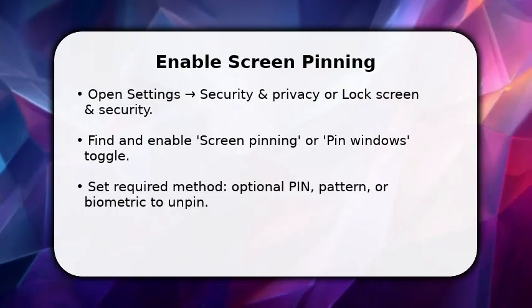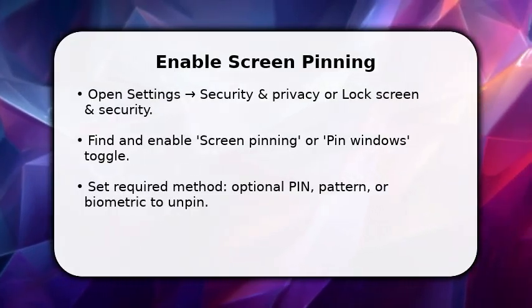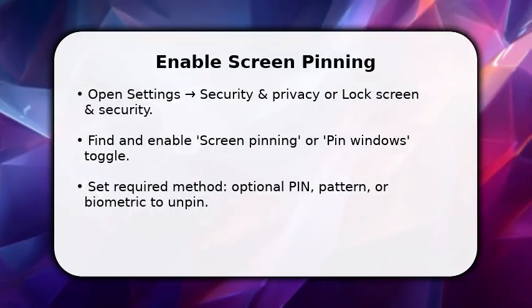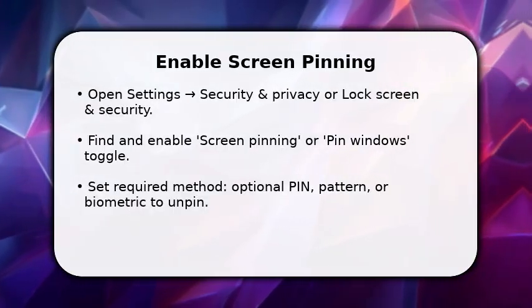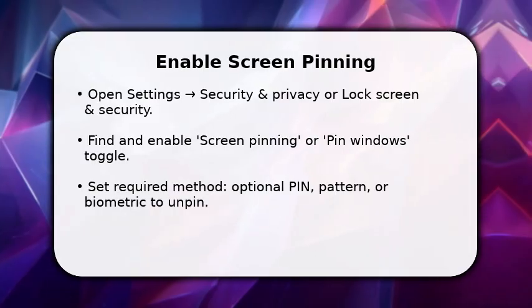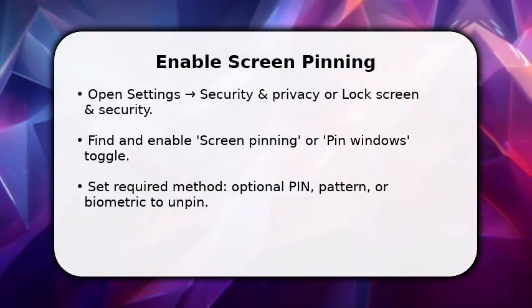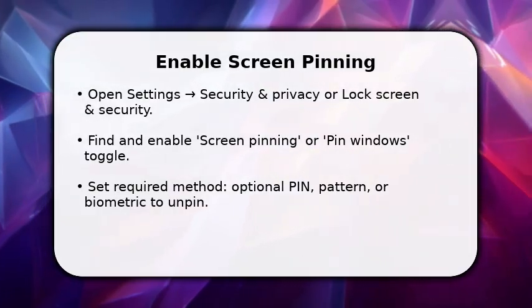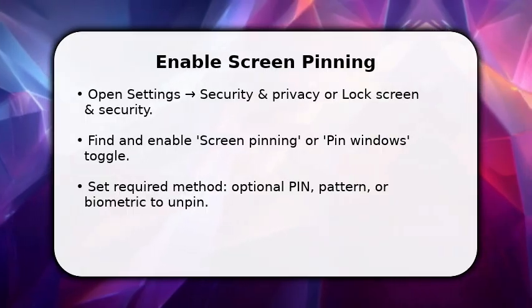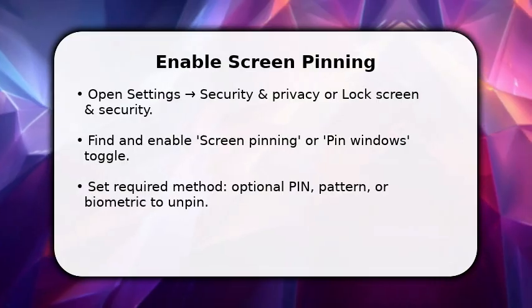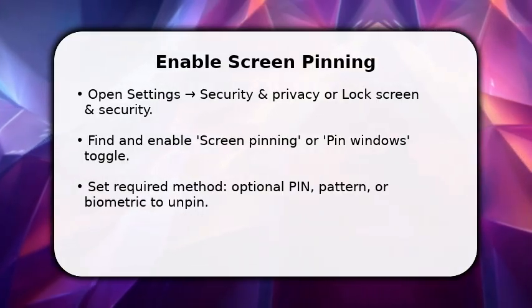You start by turning on Android's screen pinning feature so you can lock a single app. Go to Settings, search Security and Privacy or Lock Screen and Security, enable screen pinning or pin windows. Once done, choose whether unpinning requires your PIN, pattern, or fingerprint so someone can't exit the app. You're now ready to pin an app.